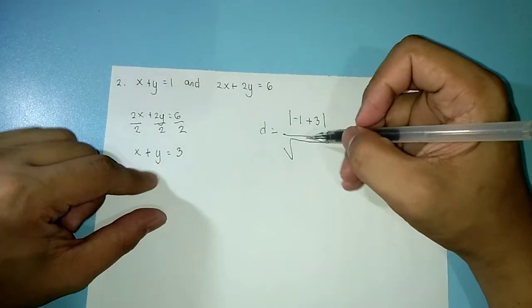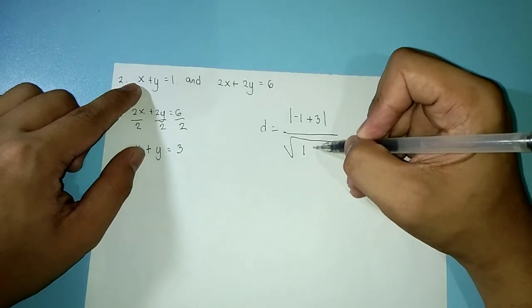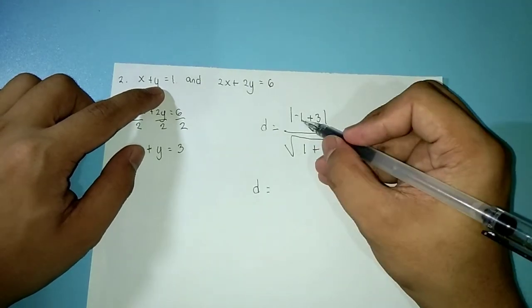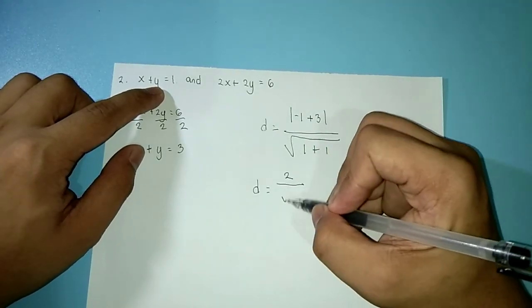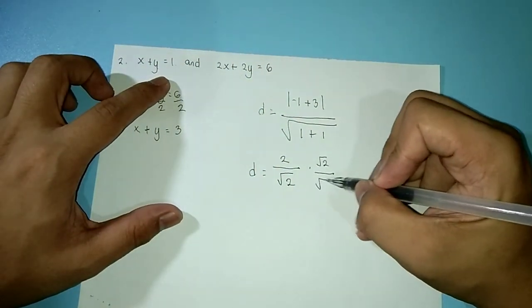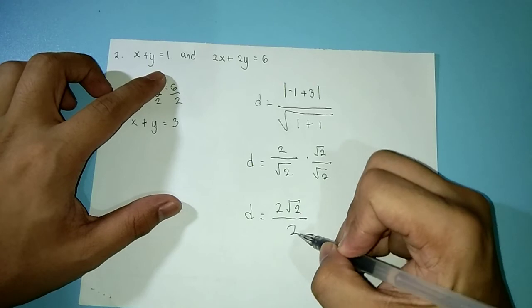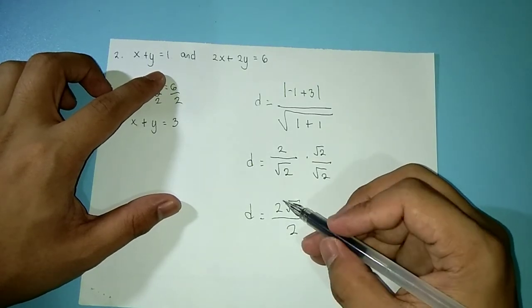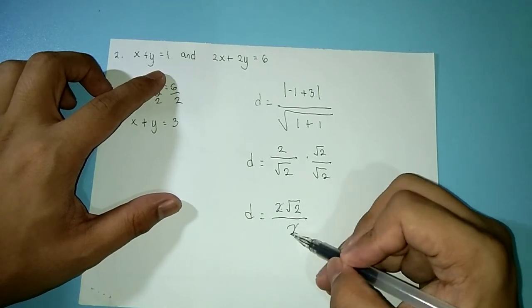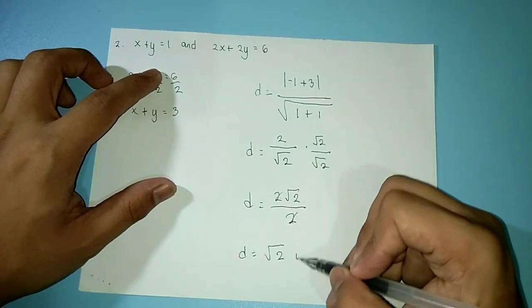Over square root of, yung numerical coefficient ng x, that is 1. Square natin, 1 pa din. Plus, numerical coefficient ng y, square natin, 1 pa din. So, d is equal to negative 1 plus 3, that is 2 over square root of 2. Okay, multiply natin both sides by square root of 2 para matanggal yung radical sa denominator. At ang matitira na lang ay 2 square root of 2 all over 2. So, as you can see, pwede pa nating i-simplify to by dividing 2 tsaka yung 2, i-cancel natin to. Okay? So, magiging d is equal to, ang matitira na lang ay square root of 2. So, ito yung ating sagot.